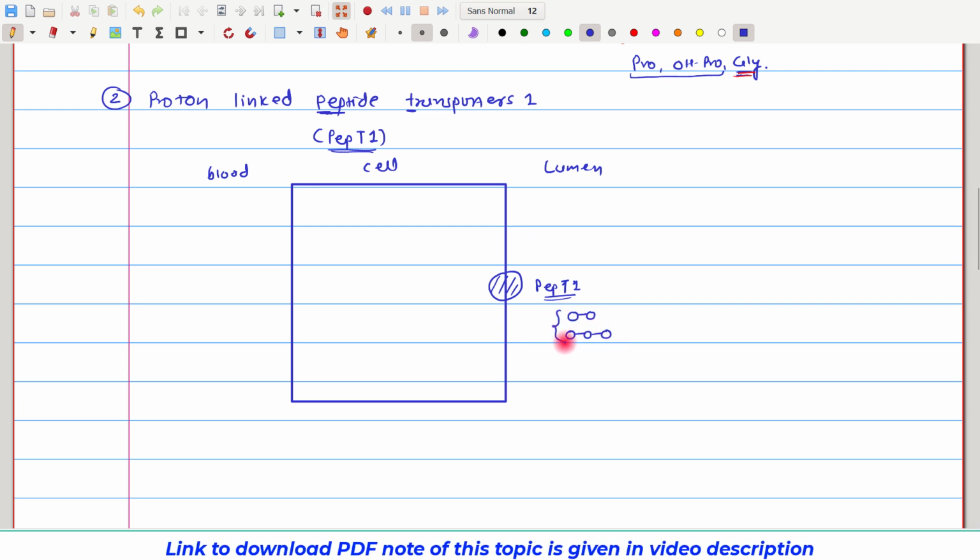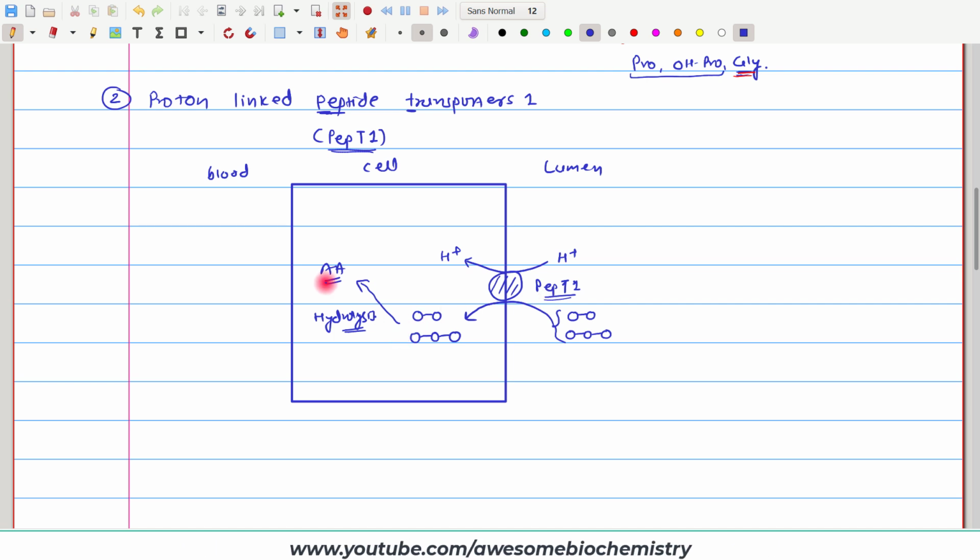And this transport of dipeptide and tripeptide inside the cell is coupled with the transport of this H plus, or we can also call it a proton, right? So, once this dipeptide and tripeptide are transported inside the cell, they immediately hydrolyze to free amino acids. So, there is a hydrolysis, and by this simple mechanism, dipeptides and tripeptides are absorbed and immediately converted to amino acids.